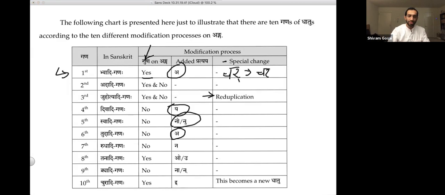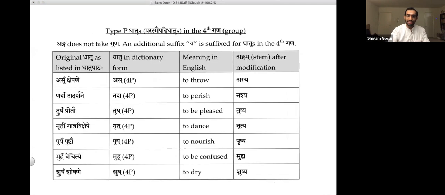How this is relevant to us is that when we see dhatus, you get a number, for example 4, and that first number tells you which gana it is in. In our homework and at the beginning of the class, we were just seeing first gana dhatus, 1p, only first gana dhatus. Now let's jump to page 34. This is page 34, and we're going to look at the fourth gana.